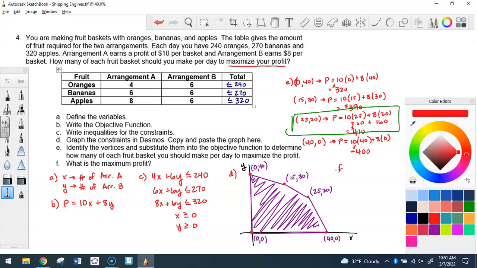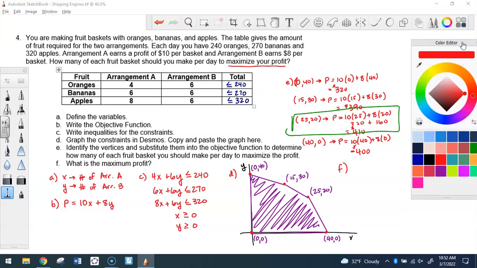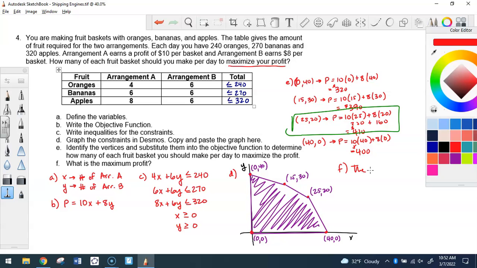So let's answer the question F. Let's see if I can kind of move that over a little bit. I should make 25 of A and 20 of B. This gets me $410 in profit. And that's the answer to my question. That's finally it. My answer F: What is the maximum profit? $410, by making 25 of arrangement A and 20 of arrangement B.